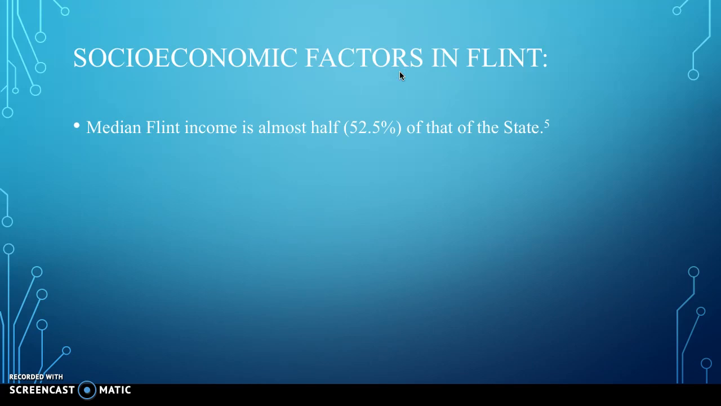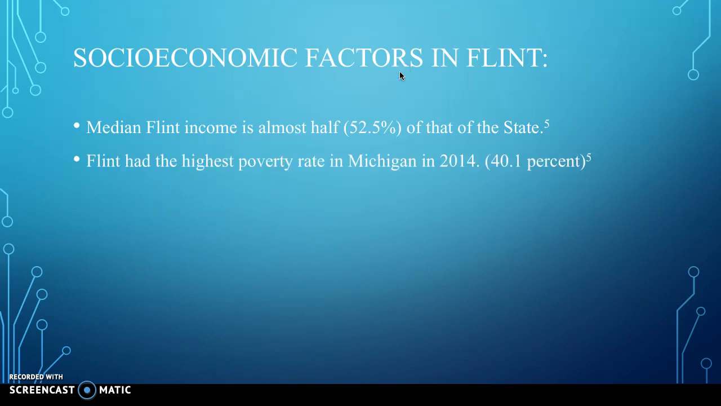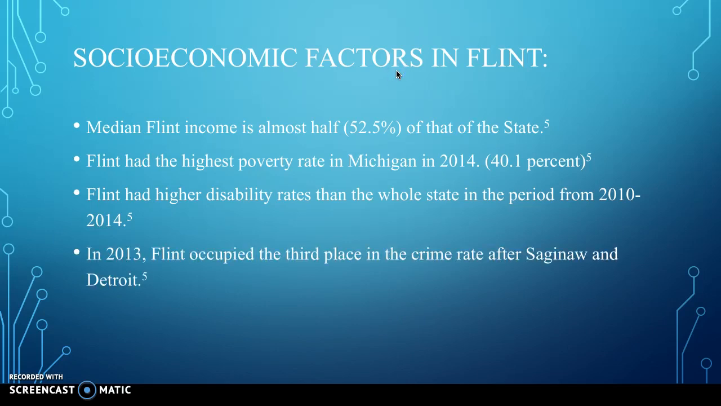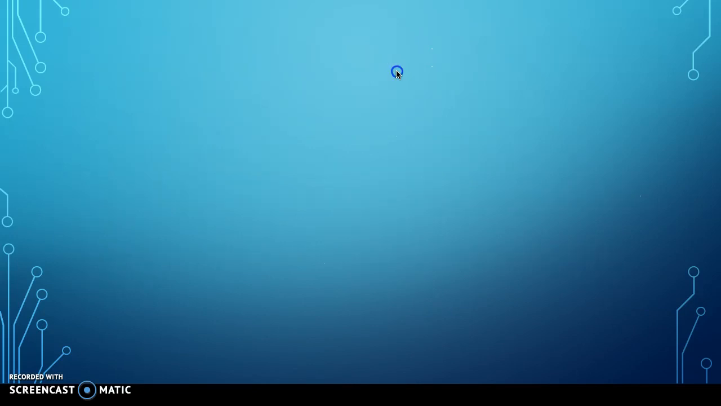Socioeconomic factors in Flint: the median Flint income is 52.5% of that of the state. Flint had the highest poverty rate in Michigan in 2014, 40.1%. That's nearly half of the Flint population being poor. Flint had a higher disability rate than the whole state from 2010 to 2014. And in 2013, Flint occupied third place in the crime rate after Saginaw and Detroit.